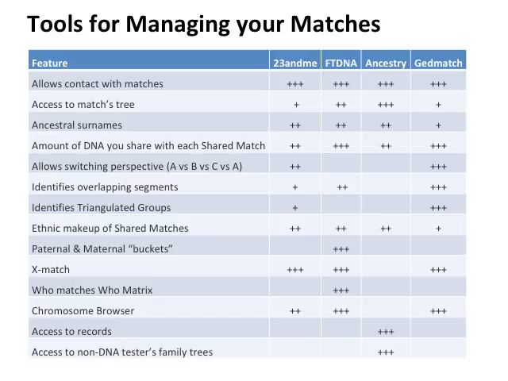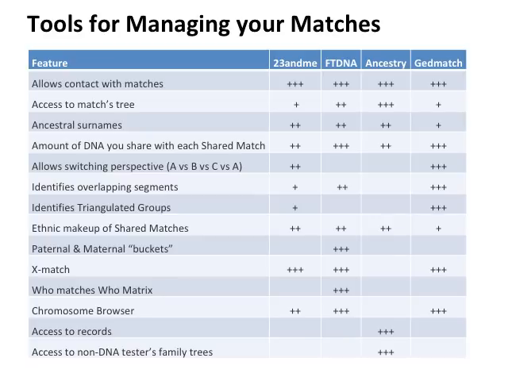Only 23andMe and GEDmatch allow you to switch perspective. So for example, if you've got three people who match each other, you're A, you've got two matches, B and C. You're looking at B and C from your perspective. But what happens if you actually step into C's shoes and look at A and B from C's perspective? And what happens if you step into B's shoes and look at the other two from B's perspective? That can be very, very useful.